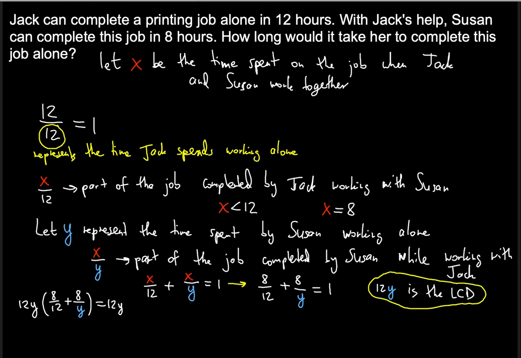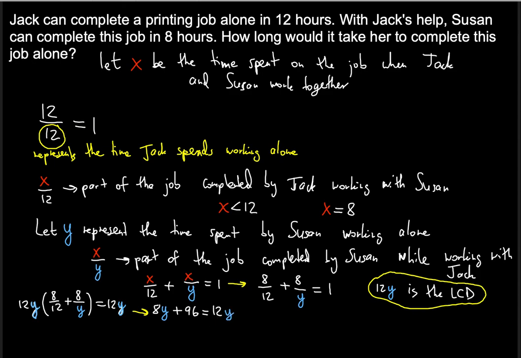So now look what happens. 12 cancels out with this 12, okay? And the y will cancel out with the y in the second term, right? So as a result, what we get is this. So here we just get 8y. So I think I should indicate this with blue, because this is the unknown that we're trying to solve. So 8y. Plus, now the y's cancel out in the second term, 12 times 8 is going to be 96, so 8y plus 96 is equal to 12y.